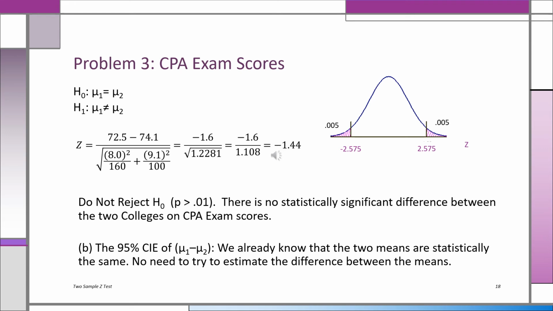And as far as the 95% confidence interval for the difference, you don't need to do that. You know 0 is going to be in the interval. So you basically don't do a confidence interval. You said there's no difference, which is another way of saying that you've accepted 0 as a difference. There's no difference as far as you're concerned. The two colleges do just as well as each other on that CPA exam.